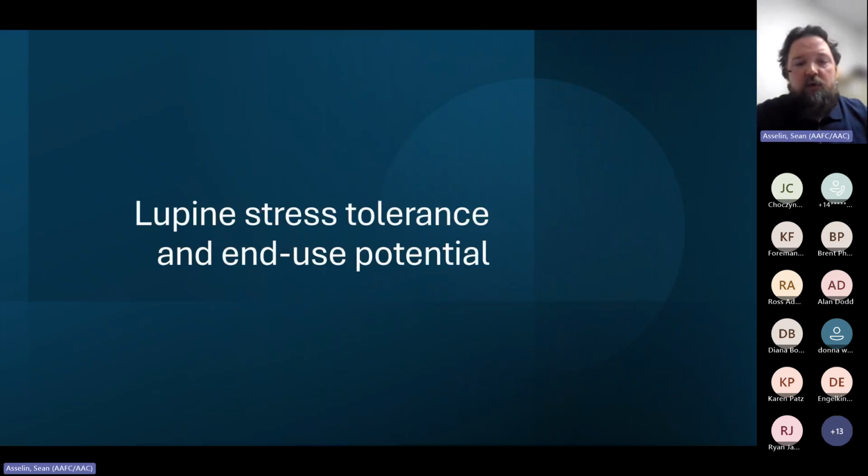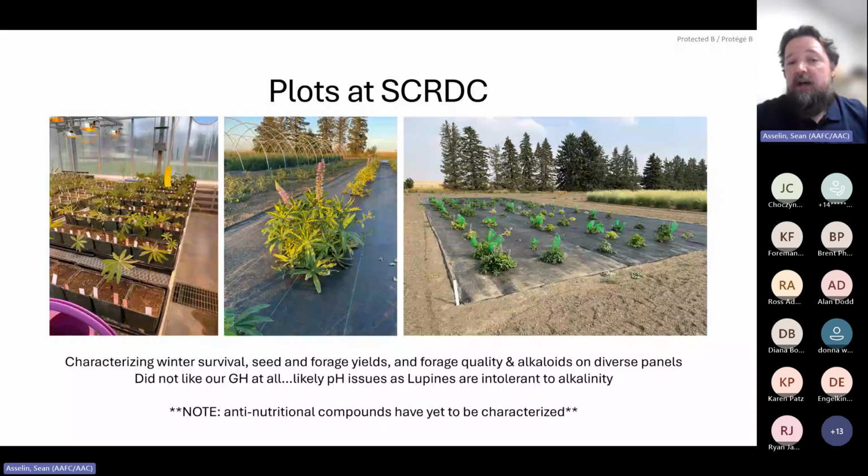Okay, now just a few words on the lupine work that we're doing. We've started a project on Lupinus polyphyllus. So that's a native lupine to Western Canada, looking at stress tolerance and potential end use. The interest in this species is we have some sweet lupines that are grown as annual crops, and they actually make a really good forage. So we're looking at some of the perennial relatives and looking at their stress tolerance to see if we can develop some adapted perennial lupines.